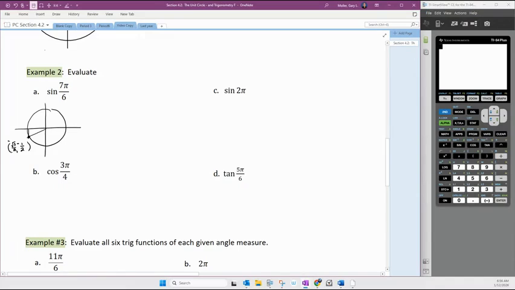So now the sine of 7 pi over 6 is simply the y value, which is going to be negative root 3 over 2.